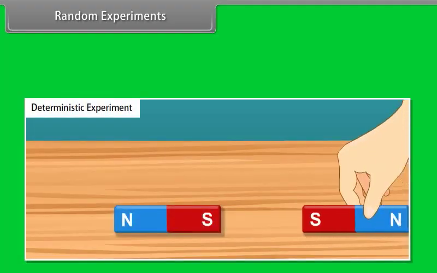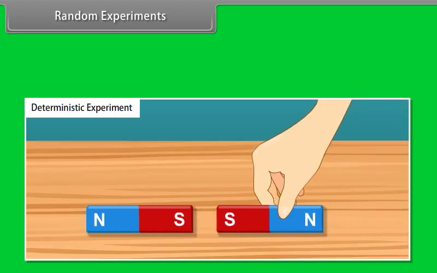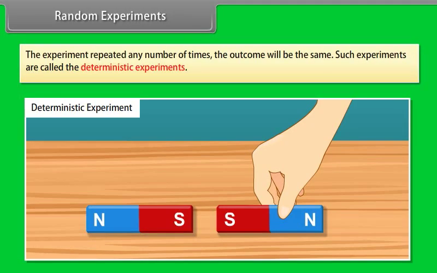Random experiments. In our day-to-day life, we perform experiments like bringing 2 like poles of magnets near to each other. We know that the above experiment may be repeated any number of times. The outcome will be the same.